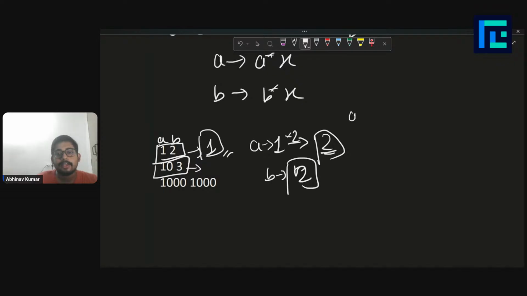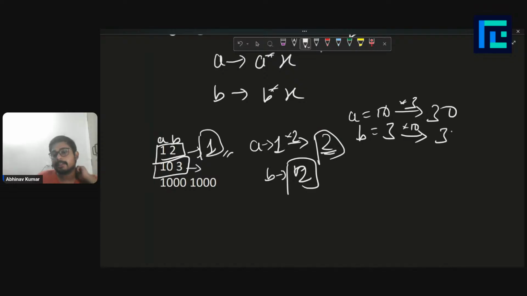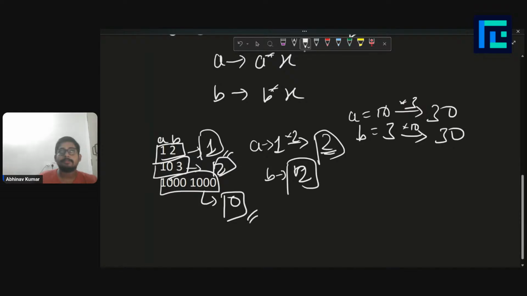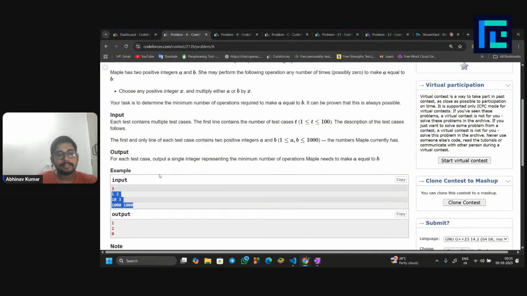Second test case, you have A equal to 10 and B equal to 3. In one operation, you cannot do it even if you try. What we can do here is the first operation would be multiply A by 3 and make it 30. Second operation would be multiply B by 10, let's say, and make this also 30. After doing these two operations, you have made both A and B equal. So for this, minimum two operations are required. In the third test case, A and B are already equal, so no operations required. Minimum operations would be 0. So these were your answers: 1, 2, and 0.